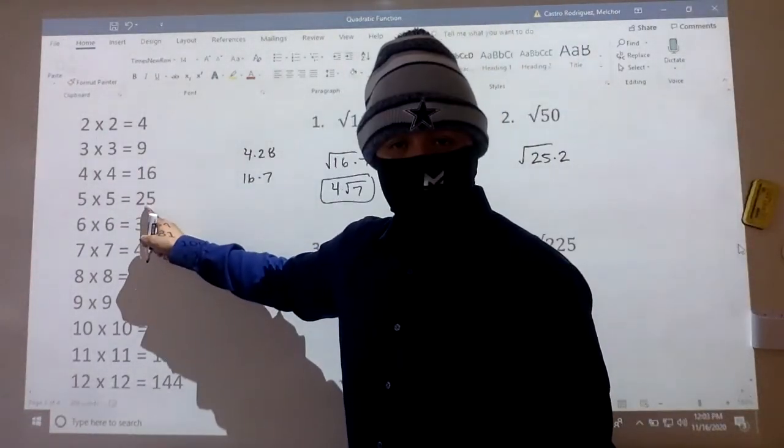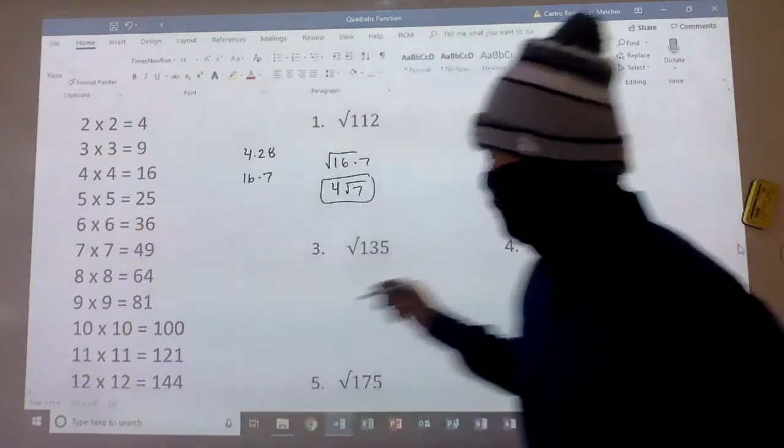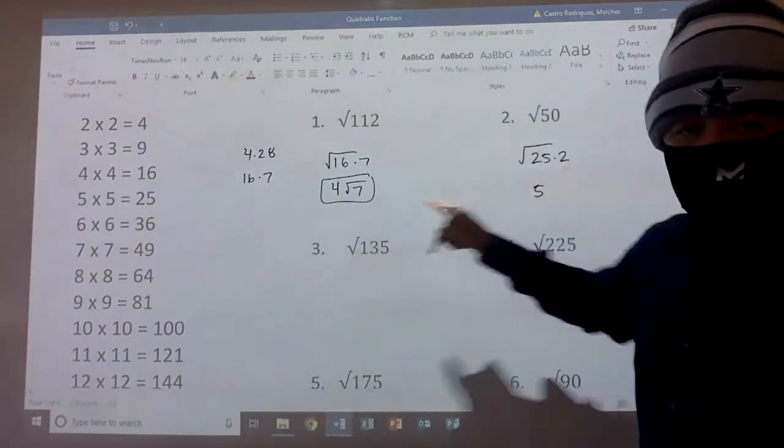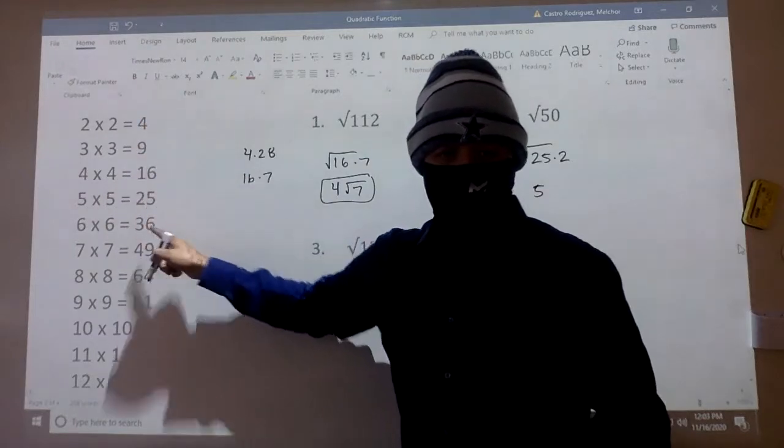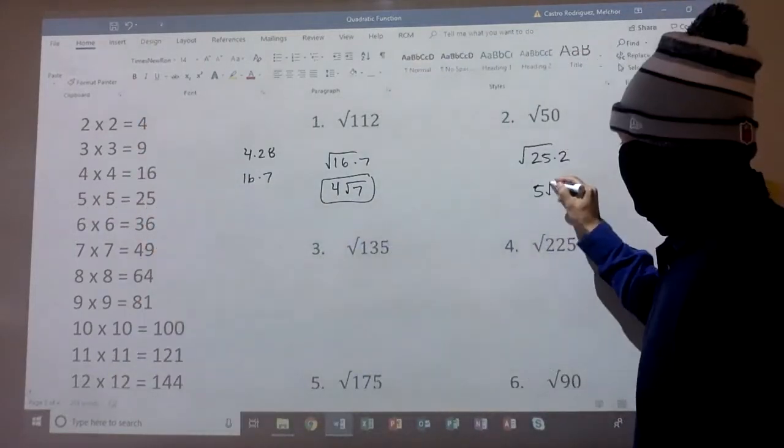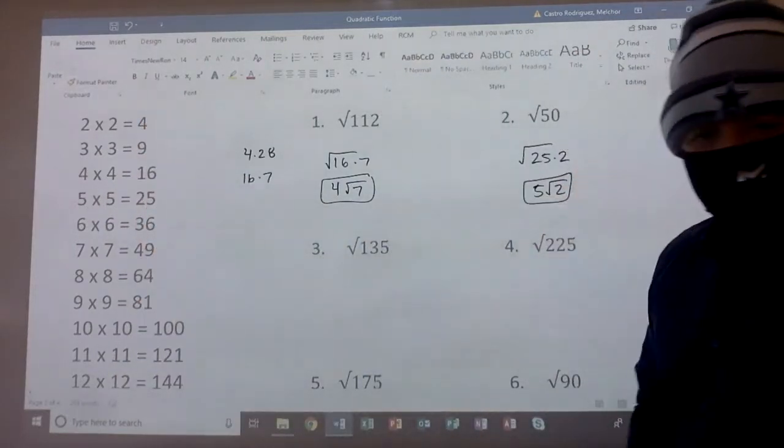25 is on my list. The number that comes out is the 5. Even though the 2 is there, I need the 2 to be on this side. The 2 is not there, so the 2 stays inside. That is my answer for number 2.